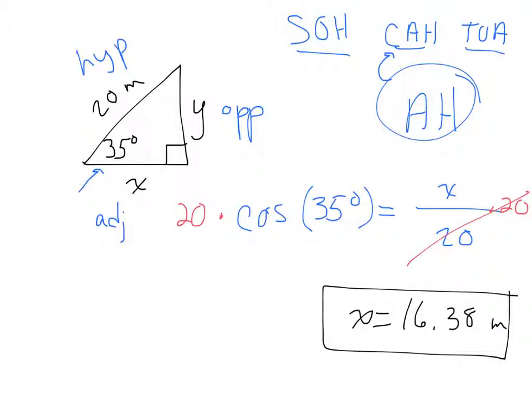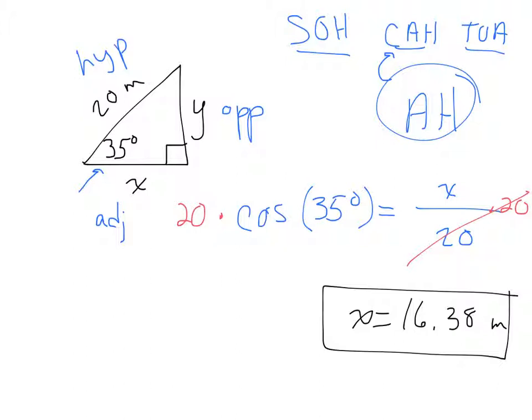I'm confused how we got the x there. It's 20 times the cosine of what? Of 35. See that angle? Whatever the angle is goes in the cosine or the sine or the tan. Always the angle, okay? Now, that gives us x.